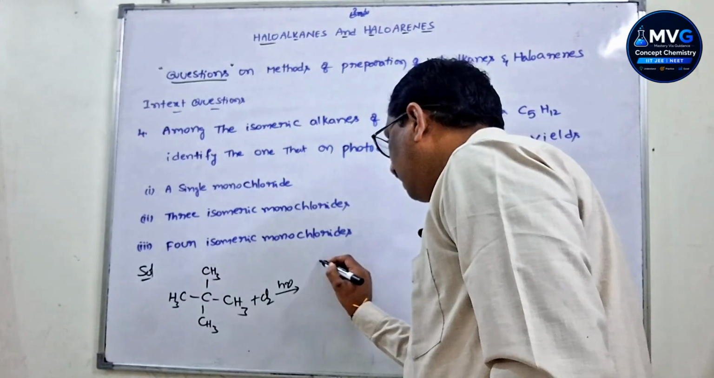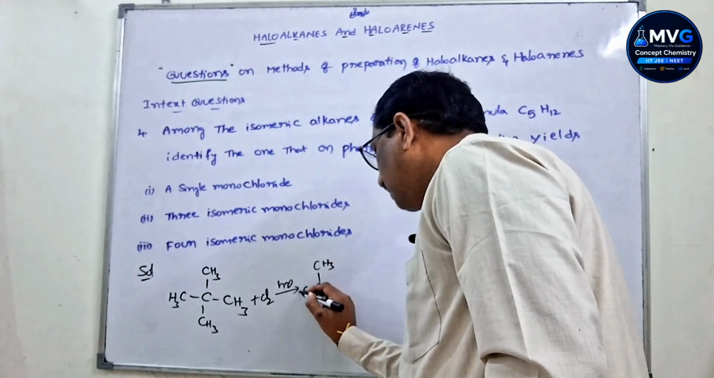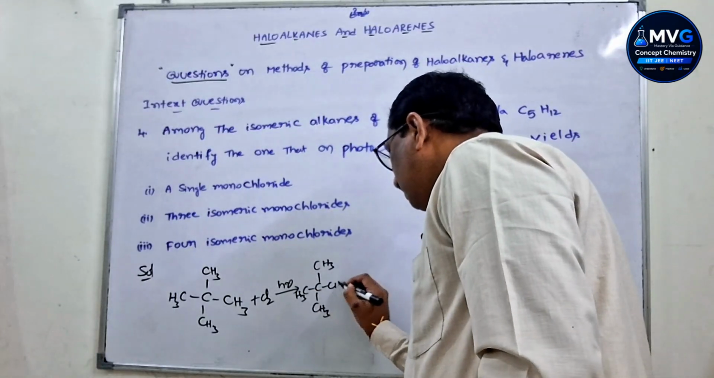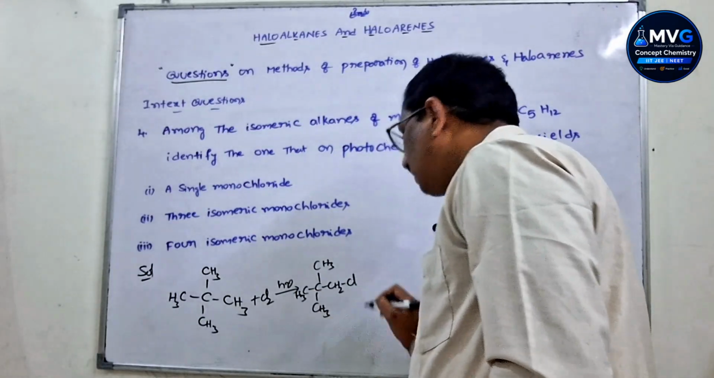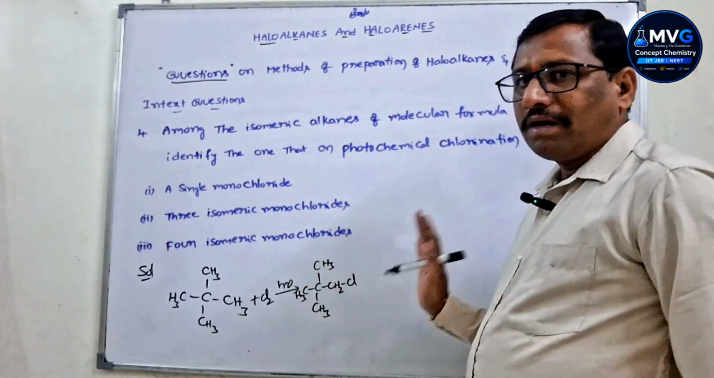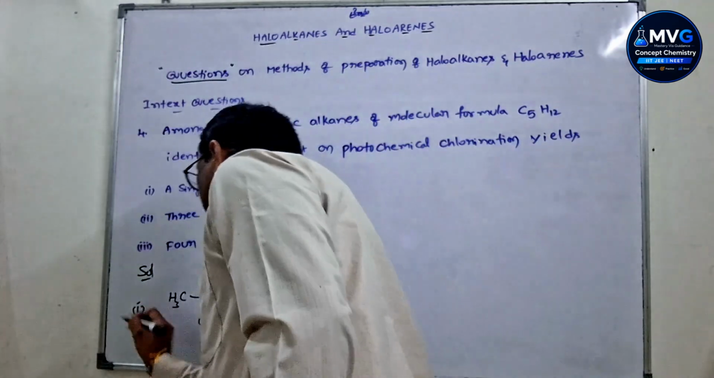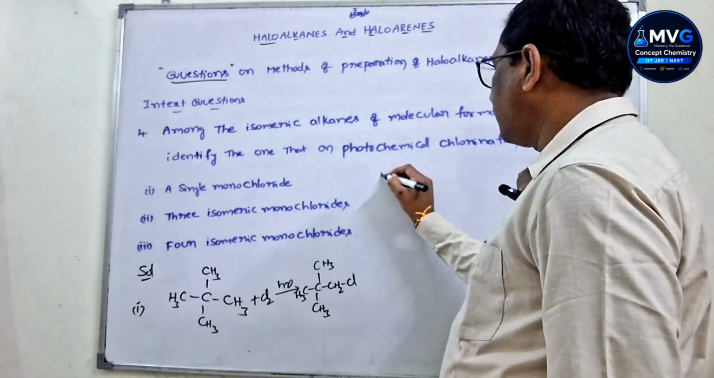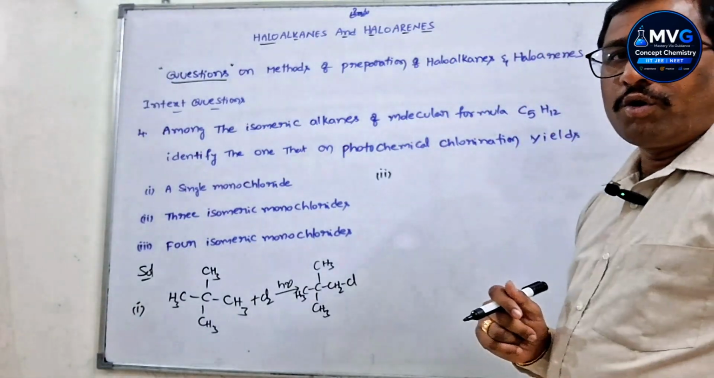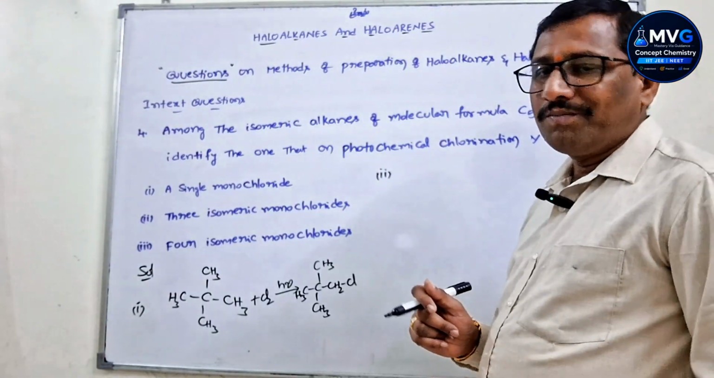That answer we can write like this: CH3, CH3, CH3, CH2, Cl. If you add Cl here or here or here, all are the same, students. First question answer completed. Next, the second one, students. Three isomeric monochloride products should come. Means what? Three different carbon atoms should be there now.